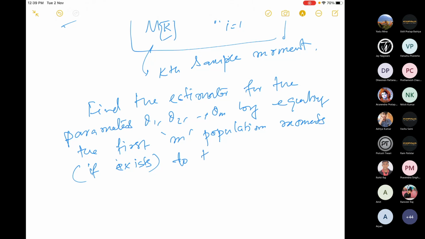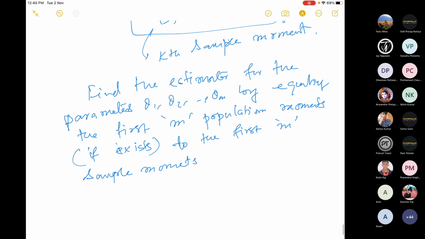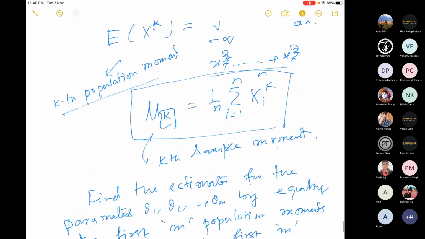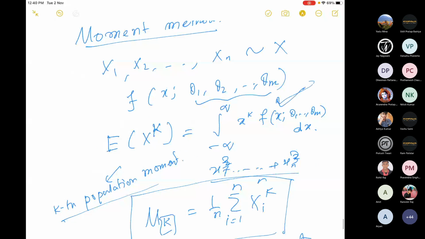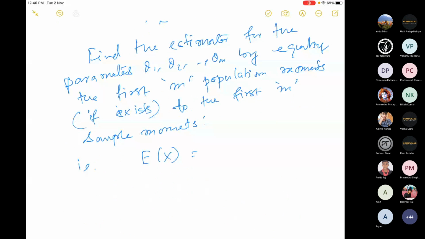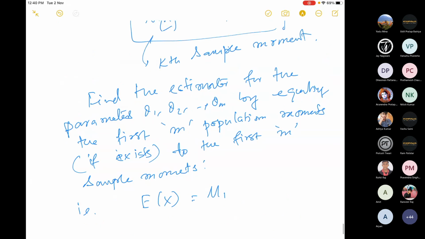To the first m sample moments, I'll equate it, and then I'll solve a system of equations, and that will give me the estimator. So that is what I'm saying. Expectation of x should be, so this is a theoretical thing. This function f is given to me using the parameter theta, so I can calculate E x. I want this to be equal to m1, this value.